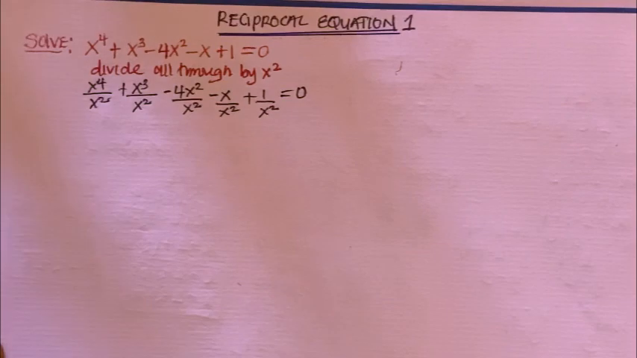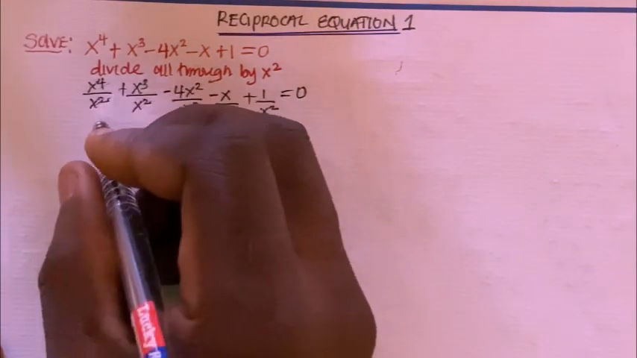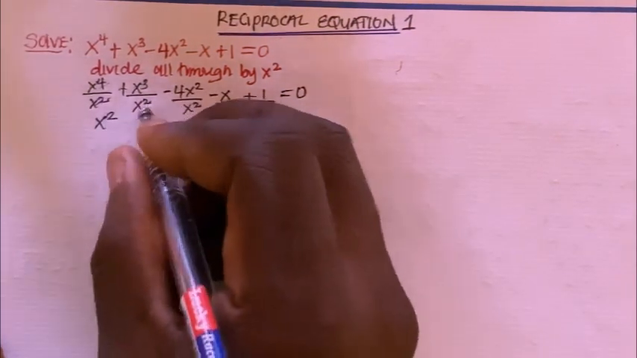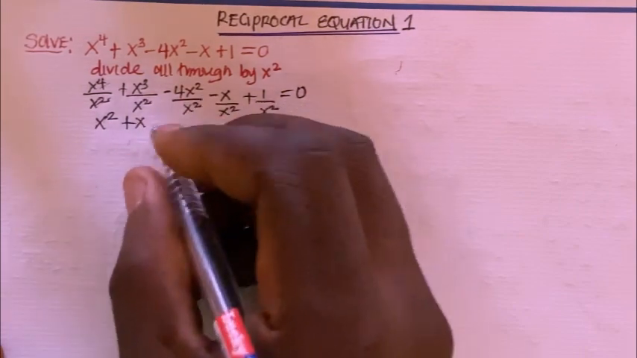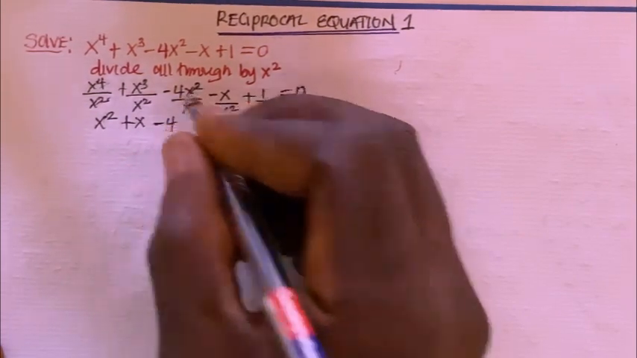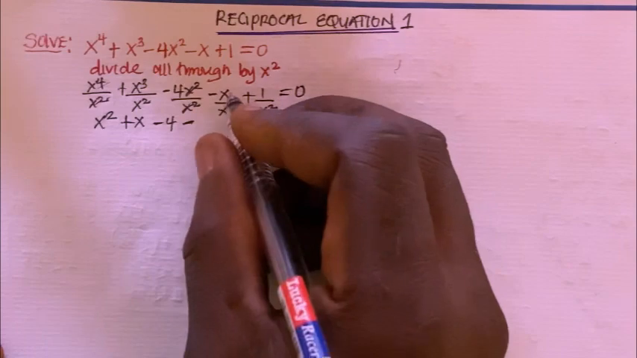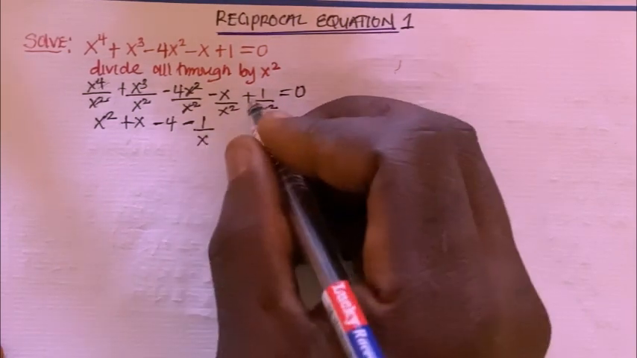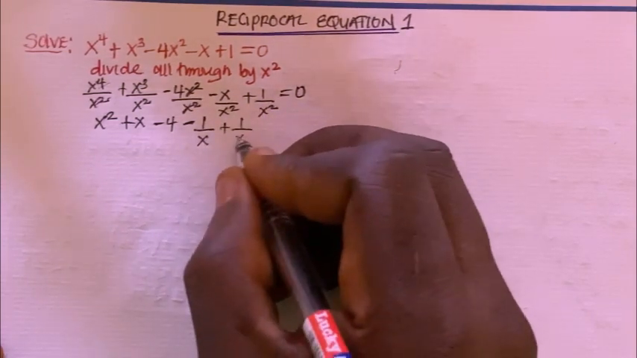Now the next thing is that this will cancel this. I'm going to have x squared here, then this will be plus x, right? And this will be minus 4. This is going to cancel this. Then this will be minus 1 over x, and this is going to be plus 1 over x squared equals 0.